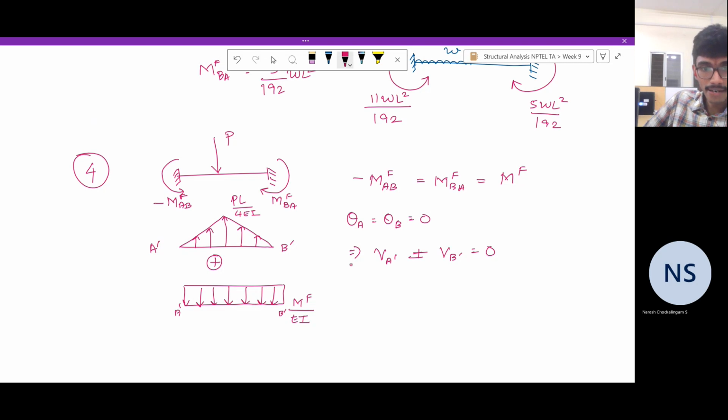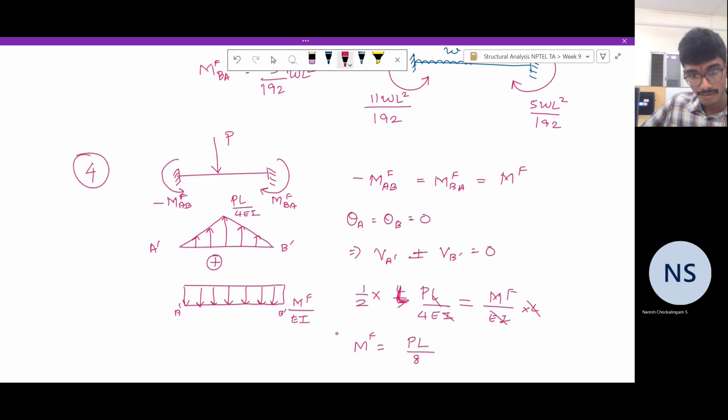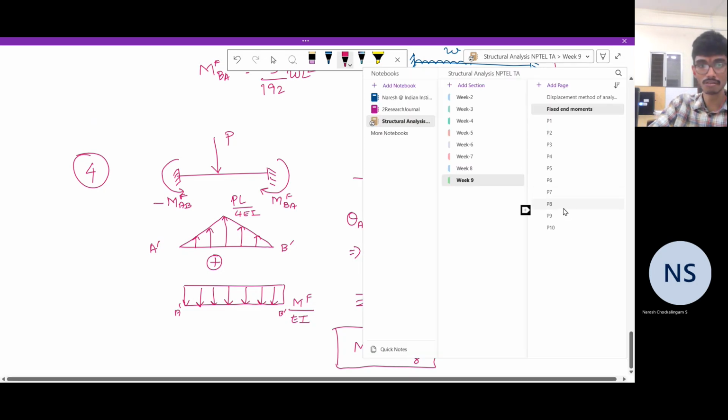So the area under the applied loading, due to the applied loading, is half into L into PL by 4 here. That is equal to MF by EI into L. So L, EI you can cancel on both sides. You get MF is equal to PL by 8. So the fixed end moment due to an applied point load is PL by 8. Well, let us go ahead and write down the slope deflection equations for this problem.